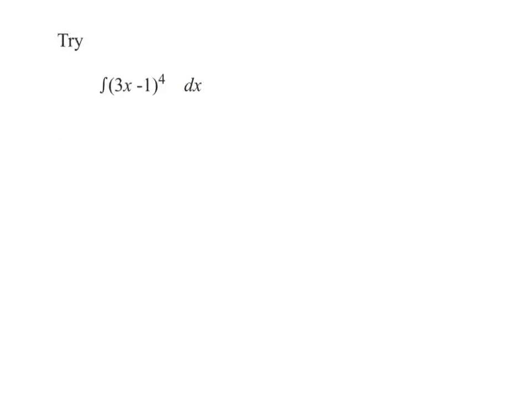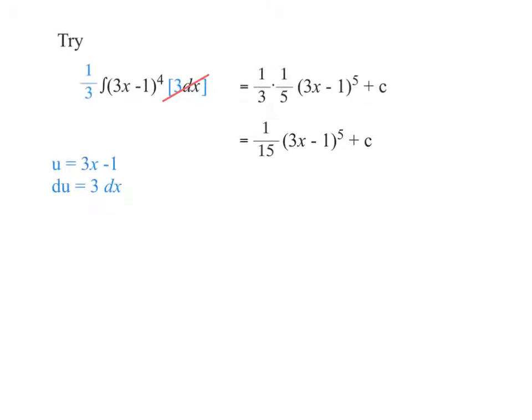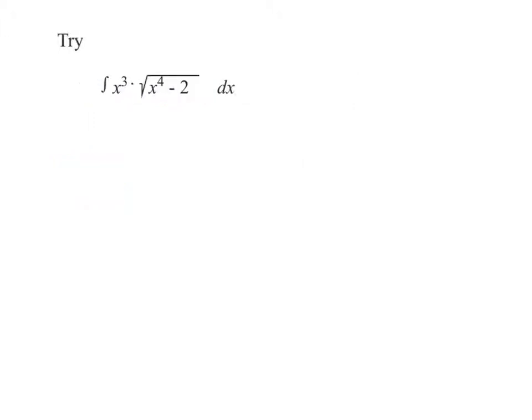Okay, you try one next. Here's the solution you should have gotten. U is 3x minus 1, du should have been 3. So after compensating for that, the answer is 1/15 (3x minus 1) to the 5th plus c. Try another one.